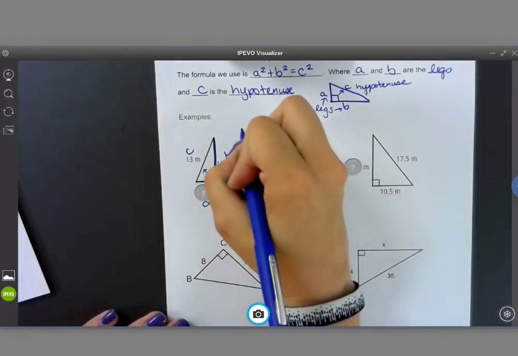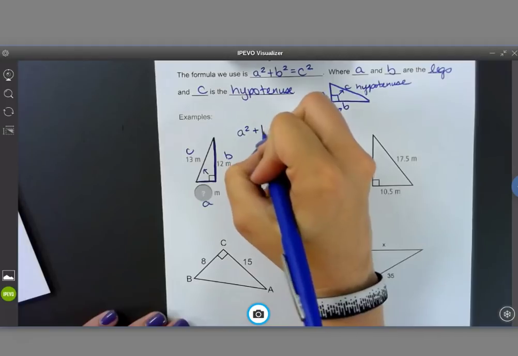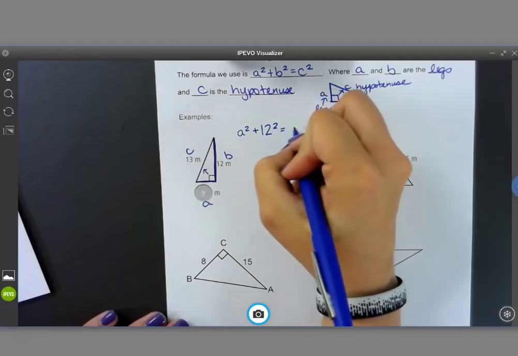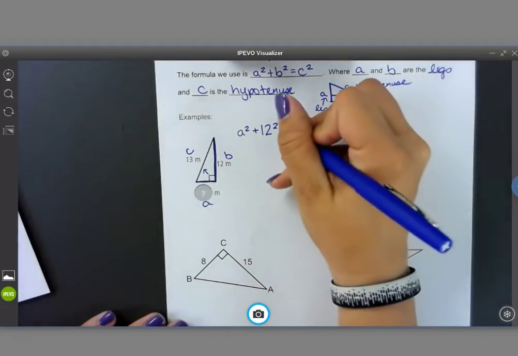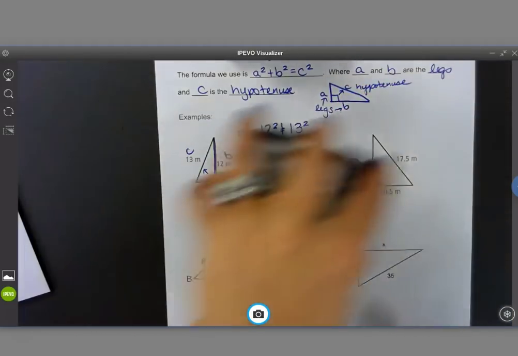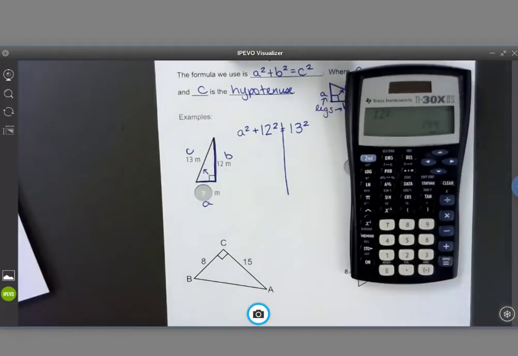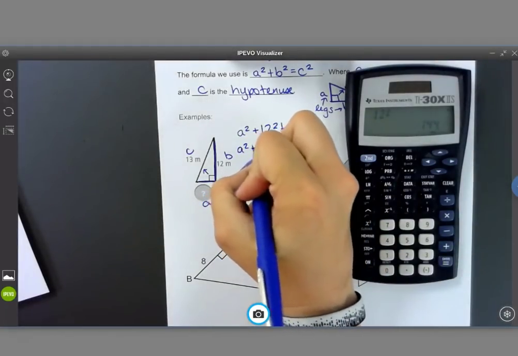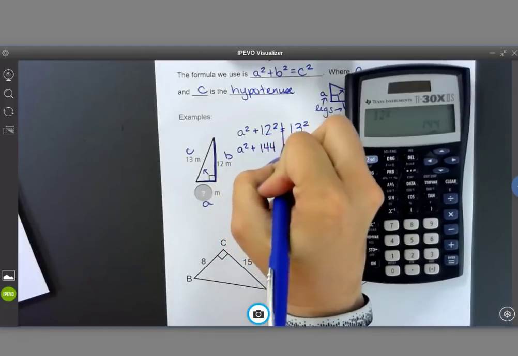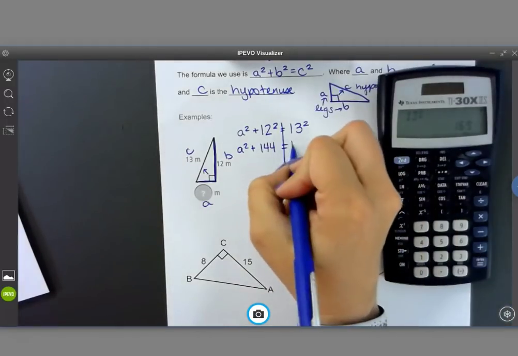So let's plug into our equation. A squared, we've labeled B as 12, so 12 squared equals C, which is 13 squared. The first step is going to be the same thing as it was yesterday. So we're going to take 12 squared, 12 times 12, or you can use the squared button. So we get A squared plus 144 equals 13 squared, which is 169.